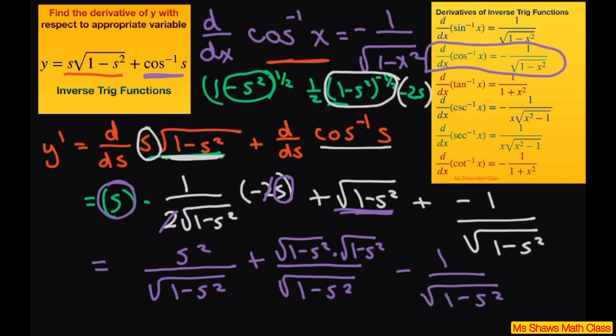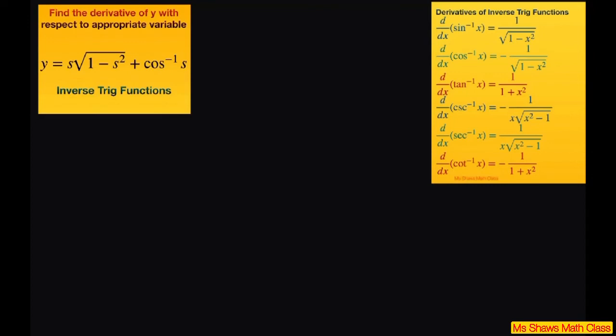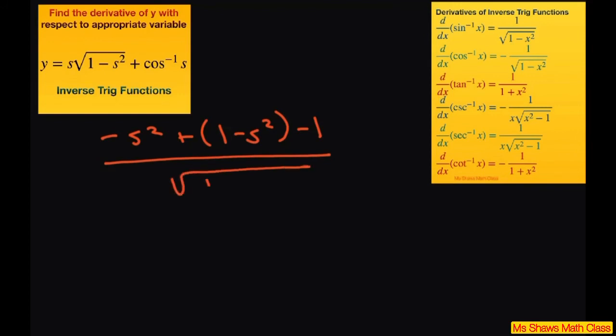Now that we have the same denominator, this part right here is just going to turn out to be, when you multiply these two, 1 minus s squared. Because that's just that squared together. So what we'll get is negative s squared plus 1 minus s squared minus 1 divided by square root of 1 minus s squared. Now let's simplify the numerator further.